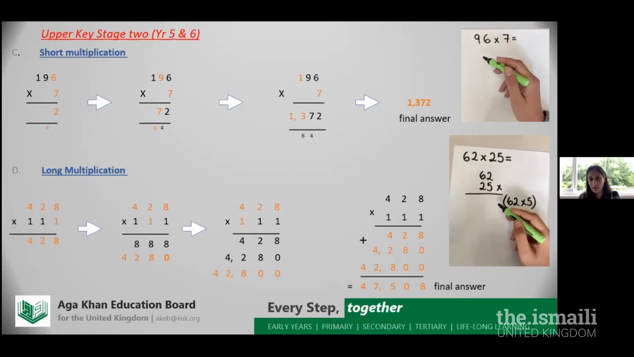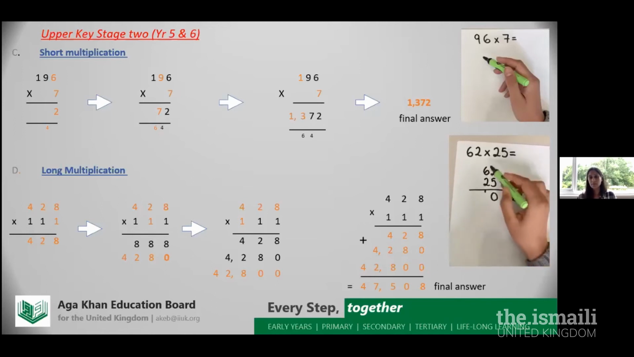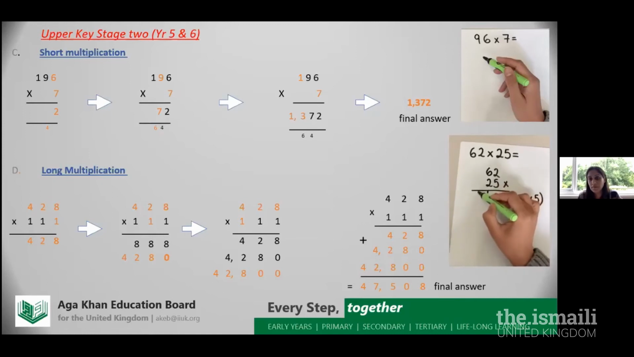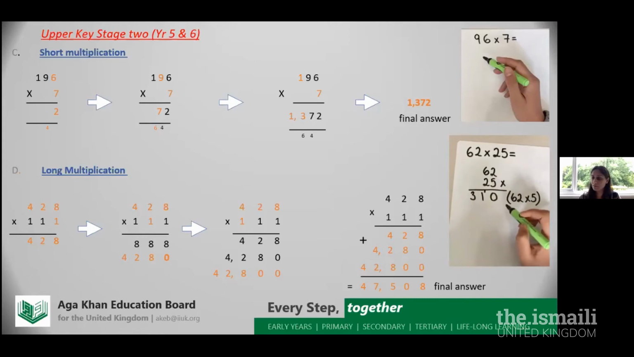I'm going to start in the ones column. So 2 times 5 is 10. So I'm going to place the 0 in the ones column and carry the 1 to the tens column. The next step is to multiply 5 times 6, which is 30, plus the 1, which is 31. There are no more numbers to multiply, and I'm going to cross out the 1 just to avoid confusion later on.